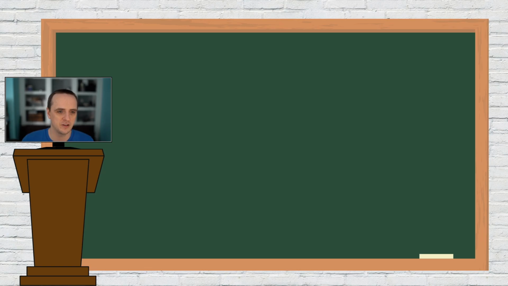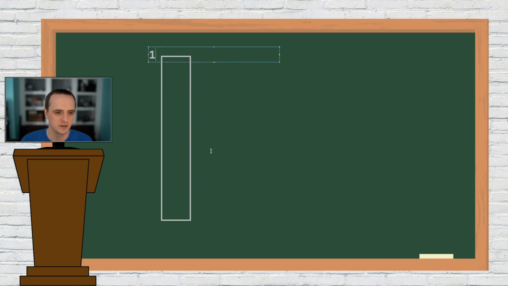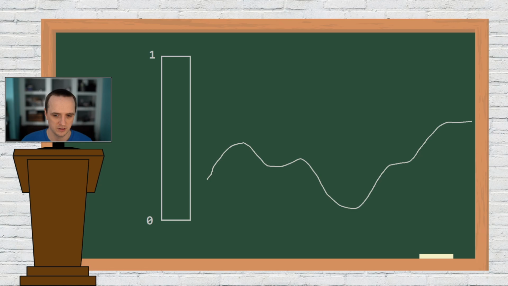So I've got values. This is going to be 1 up here, and this is going to be 0. Now, let's say that I actually had an environment, and a cross-section of that environment looks something like this. Okay? So that's my environment.